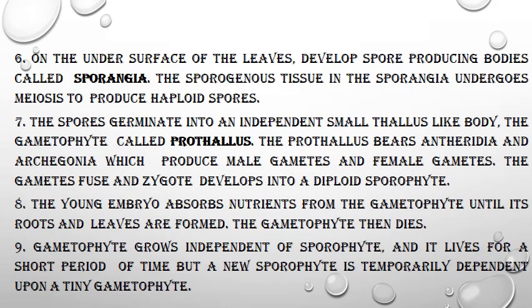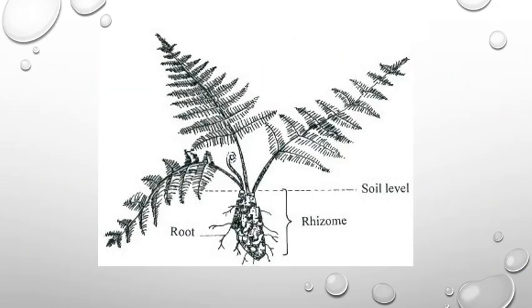Gametophyte grows independent of the sporophyte and it lives for a short period of time. But a new sporophyte is temporarily dependent upon a tiny gametophyte. It stays dependent on the gametophyte for some time. This is the structure of fern, root and rhizomes.